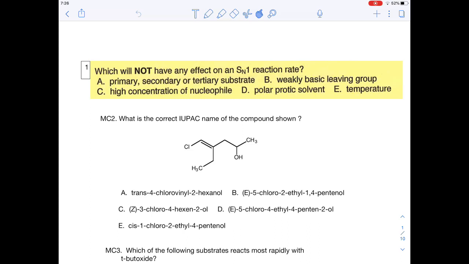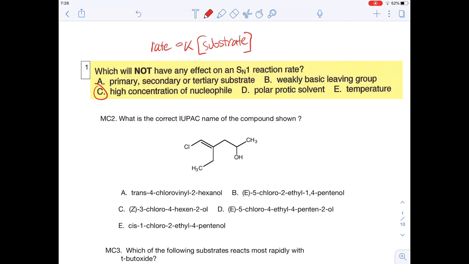Looking at C, it says the high concentration of the nucleophile. Since SN1 is a first order reaction, it only depends on the concentration of your substrate, not your nucleophile. So C in this case is actually your answer because the rate for SN1 is k times the substrate concentration. SN2 is the one where it depends on the concentration of both the substrate and the nucleophile. SN1, only the substrate.